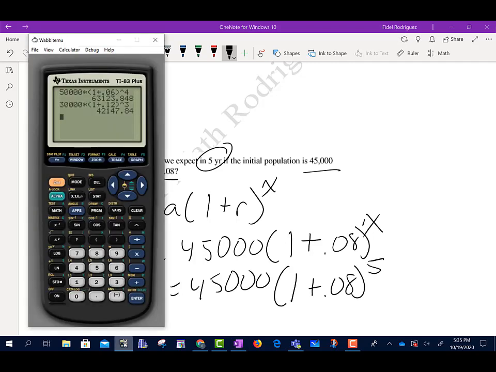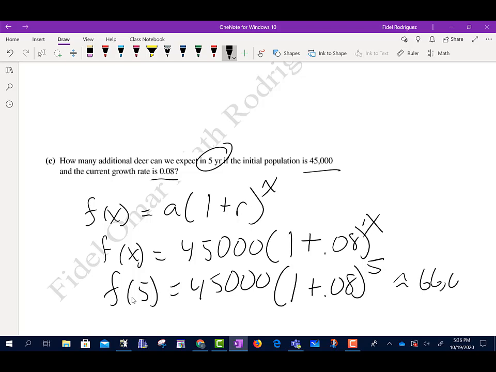So again, let's type this in exactly as we see it. 45,000 times parentheses 1 plus 0.08 raised to the power of 5, and I'm coming up with 66,119, but to the nearest thousand would be about 66,000. Okay, this is what I'm coming up with.